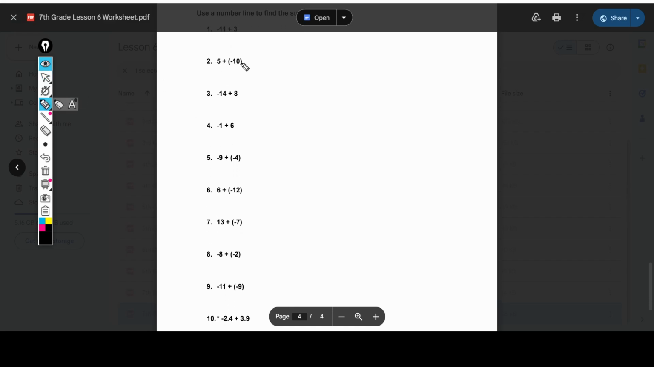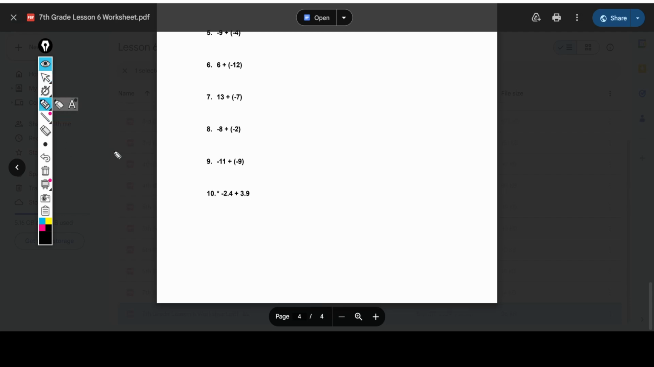And here you can do 5 plus negative 10. That will give you negative 5, because this is the same as 5 minus 10, and well, 5 minus 10 is negative 5. So I'll just write out these answers. Negative 14 plus 8 is negative 6. You can think of it as 8 minus 14 if you want to. Negative 1 plus 6 is just 5. Negative 9 plus negative 4 is negative 13. 6 plus negative 12 is negative 6. 13 plus negative 7 is just 6. Negative 8 plus negative 2, that's negative 10. Negative 11 plus negative 9 is negative 20.